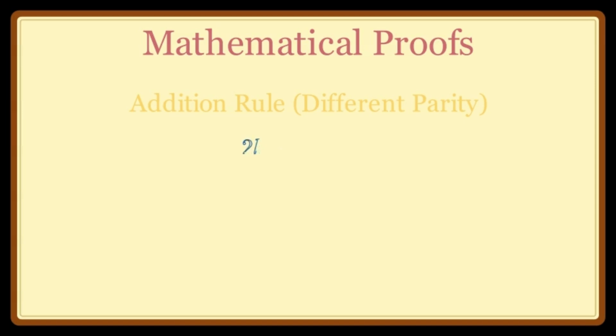Let us prove it. We take our even number 2 times k and add our odd number 2 times m plus 1. This gives us 2 times k plus 2 times m plus 1. Just like before, we can factor out a 2 from the first part, giving us 2 times the group k plus m. But this time we have that plus 1 dangling at the very end. The whole thing looks like 2 times some integer plus 1. That perfectly matches the definition of an odd number.